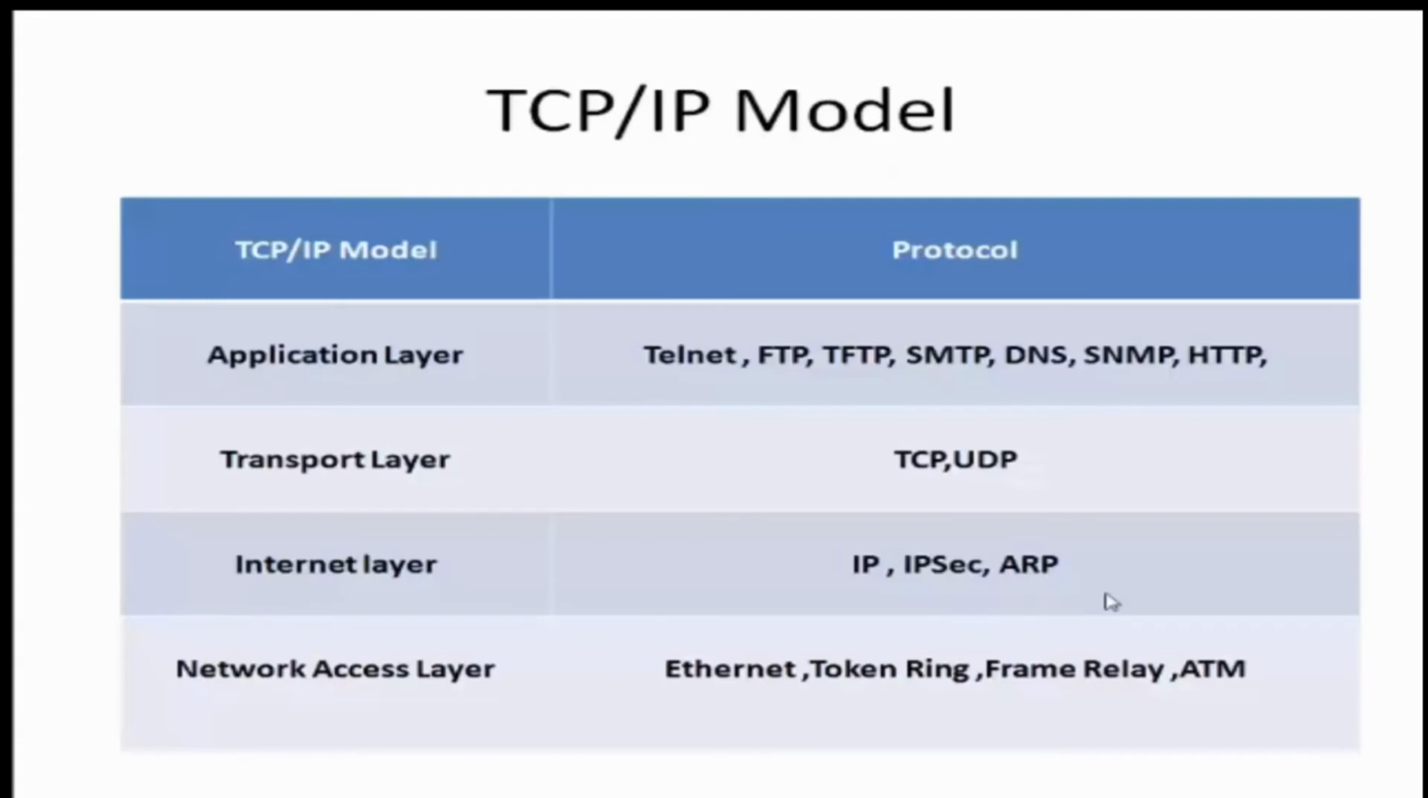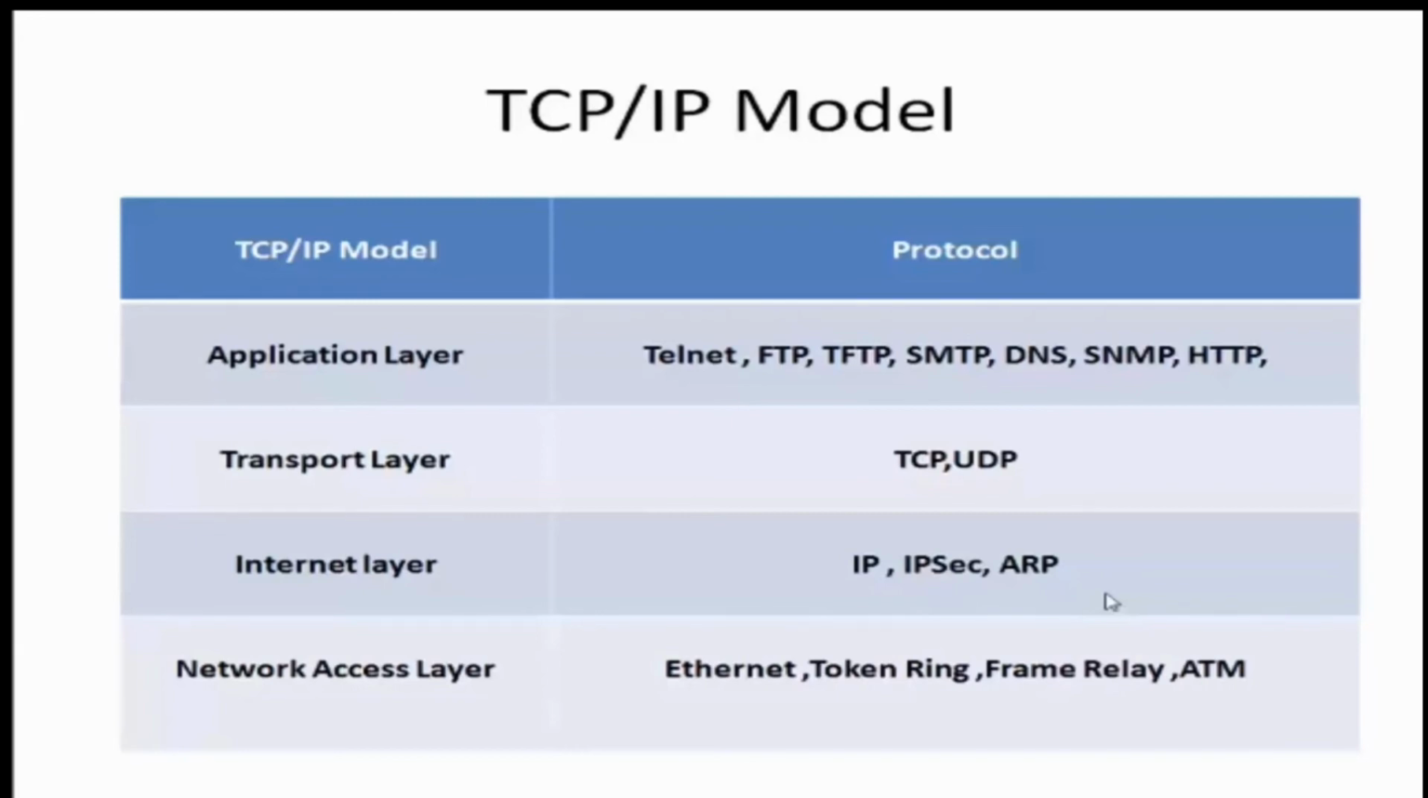So the next thing is the TCP/IP model. There are two models, that is TCP/IP and the OSI model. The TCP/IP model was invented in 1960 by the Department of Defense of America. In the TCP/IP model there are 4 basic layers: the network access layer, then the internet layer, transport layer and application layer.